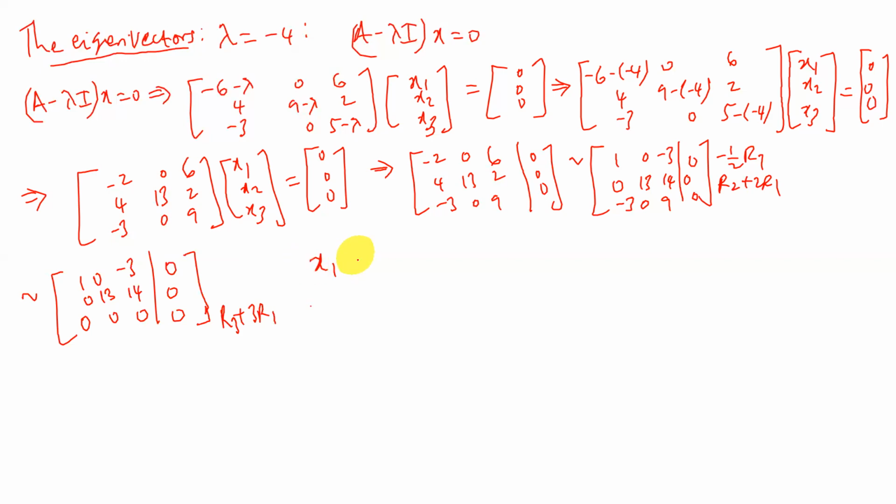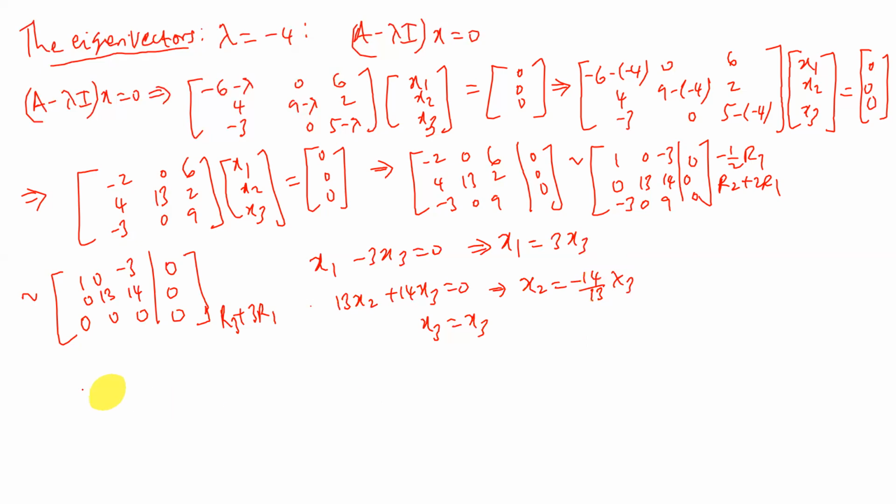So this is going to be x1 minus 3 x3 is 0. 13 x2 plus 14 x3 is 0. x3 is x3. x1 is 3x3. x2 is minus 14 over 13 x3, and x3 is x3. The eigenvector is x1, x2, x3.